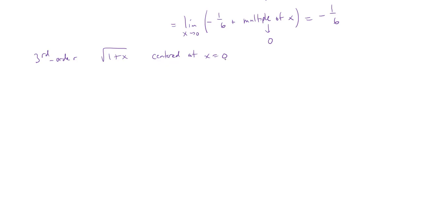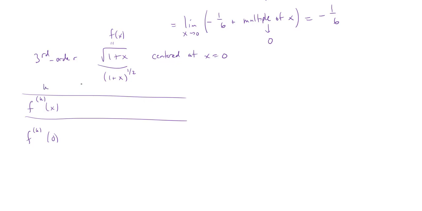All right, so we need to start writing down this function, its derivatives, and then evaluating it at the center, which is 0. So it's probably going to be useful to rewrite this as 1 plus x to the 1/2 power. And I'm going to make a little chart. So if this is my, let's call this f of x, here's going to be my derivatives. And then I'm also going to look at my derivatives evaluated at 0 for various values of k.